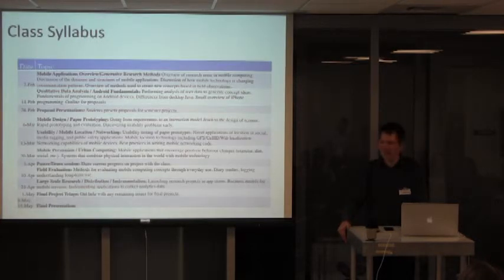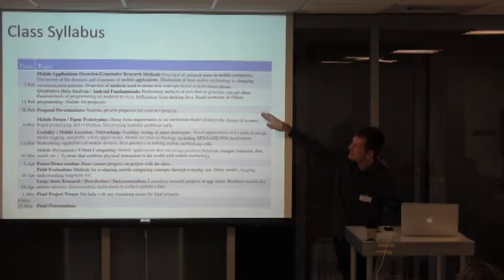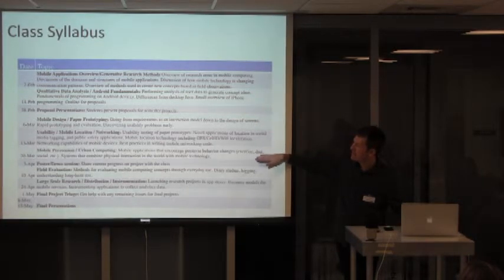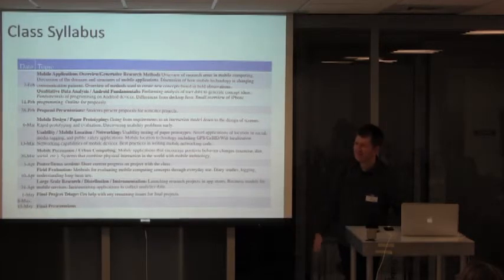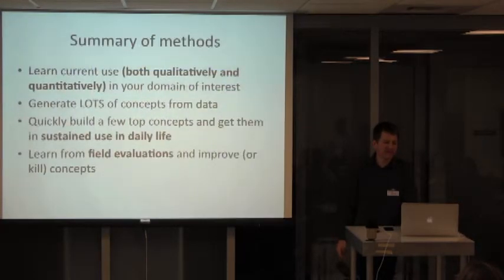So the syllabus looks very much like the book, where we start with generative research methods, they do some qualitative data analysis, they have a proposal, they do a design, they do paper prototyping and usability testing, they learn a little bit more about some mobile domains, they have a working demo, and then they field evaluate it for several weeks, and then they write a final paper that's like a CHI-style paper. But the book very much covers these methods and goes into more detail on all of that.